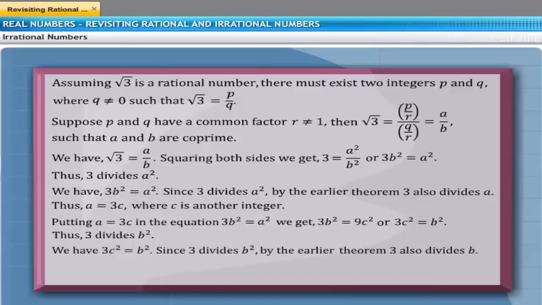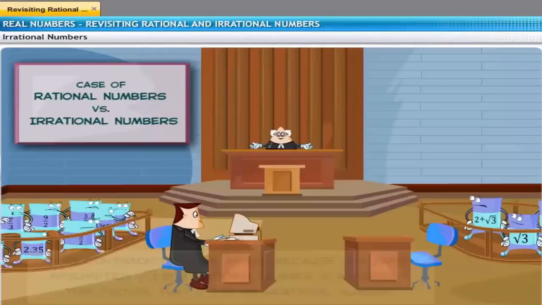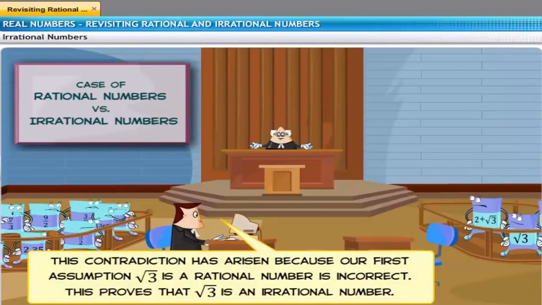Since 3 divides b square by the earlier theorem we proved that 3 divides b. So we arrive at the same contradiction. Since 3 divides both a and b, it is a common factor of a and b. This contradicts the fact that a and b are co-prime and have no common factor other than 1. This contradiction has arisen because of our first assumption that square root of 3 is a rational number. So, saying square root of 3 is a rational number is incorrect. Mr. Public Prosecutor has thus proven that square root of 3 is also an irrational number.